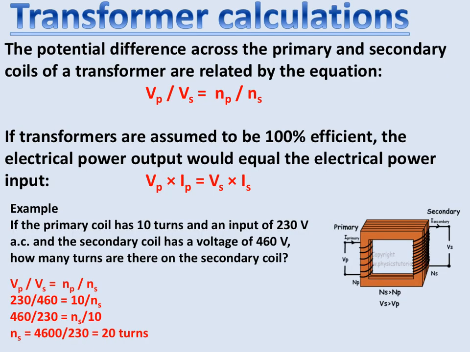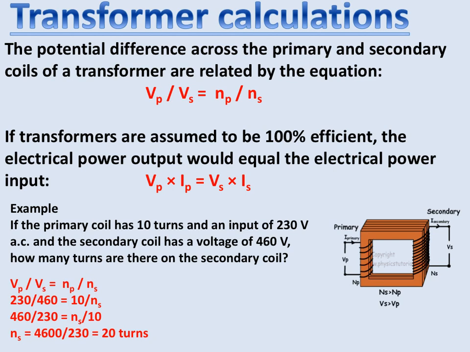You can see here there are some transformer calculations. The potential difference across the primary and secondary coils of a transformer are related by the equation that Vp over Vs, which is the potential difference on the primary divided by the potential difference on the secondary, is equal to the number of turns on the primary divided by the number of turns on the secondary coil. That equation will be given to you on the equation sheet.